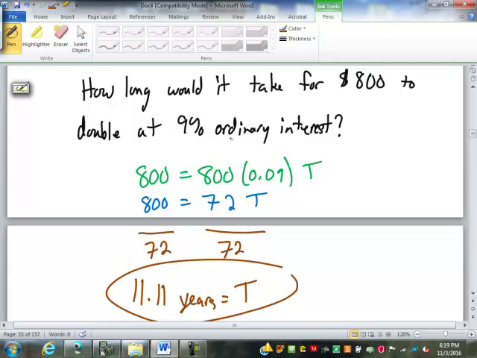So why did you say double? Doubled? Yeah, like for it to double. Yeah. So I mean it doubled, so it went from 800 to 1600. Right. So the interest was $800, the difference. I use 1600 as the interest. As the interest? So that would have been tripled.